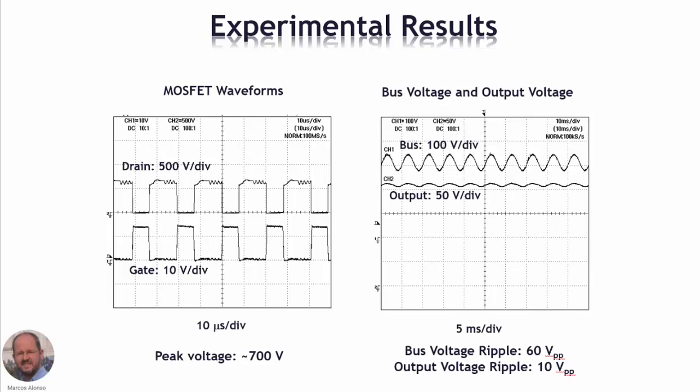These are some waveforms measured in this prototype. These are the MOSFET waveforms. We have the drain to source voltage here and the gate to source voltage here at the bottom. We can see that the peak voltage is around 650 volts for the MOSFET, which is higher than in a usual application because of the sharing of the switches, as we have seen. And here we show the bus voltage, which is this waveform here, and then here we have the output voltage.